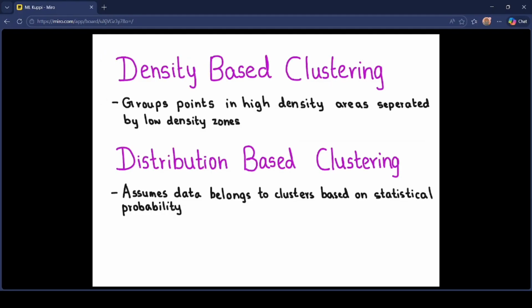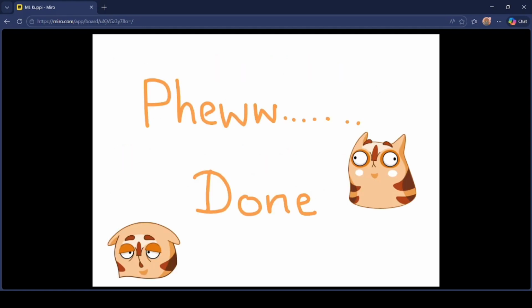Okay. And after centroid based clustering and hierarchical based clustering, we also have density based clustering, which groups points based on high density areas separated by low density zones. So density is considered. And then the next one is distribution based clustering, which assumes that data belongs to clusters based on statistical probability. So probability is considered in creating clusters. So with that, we are going to finish the ML segment of the data science module.